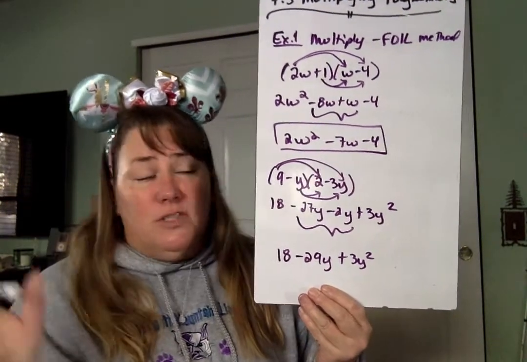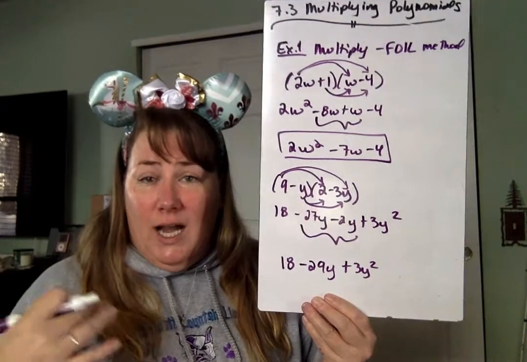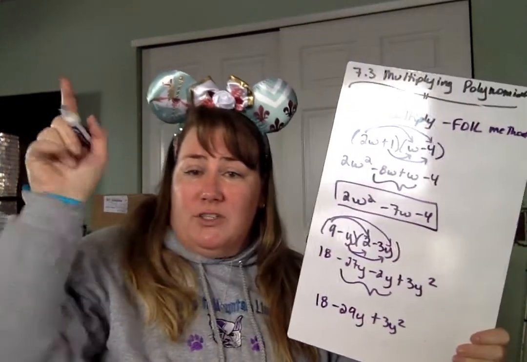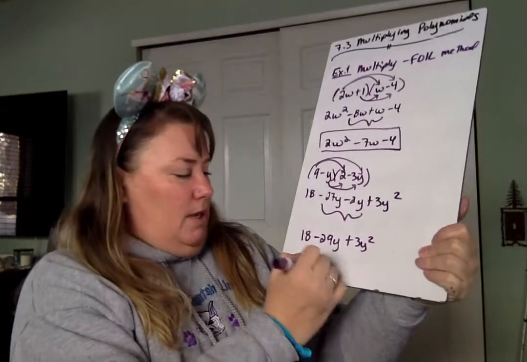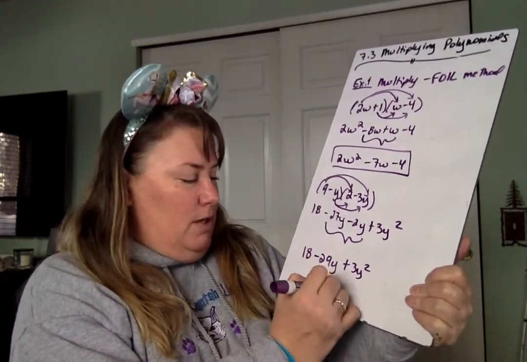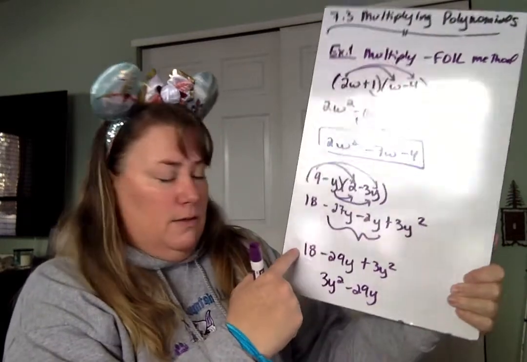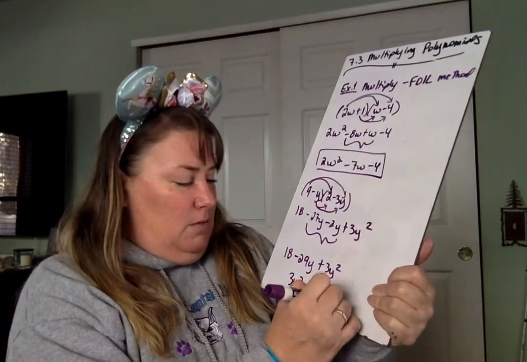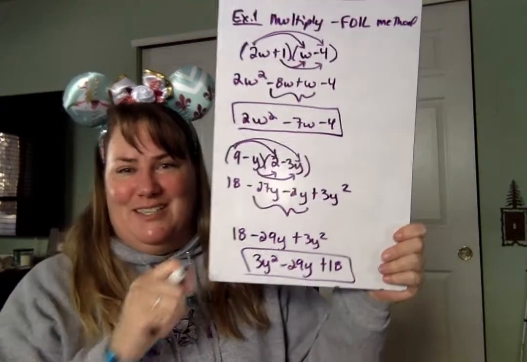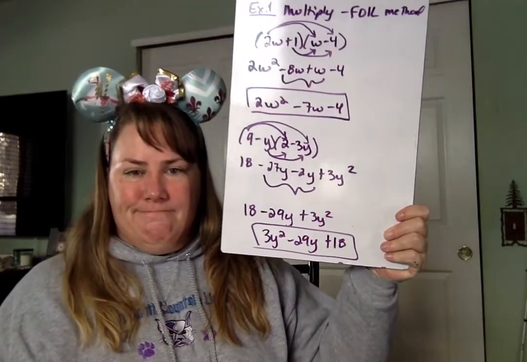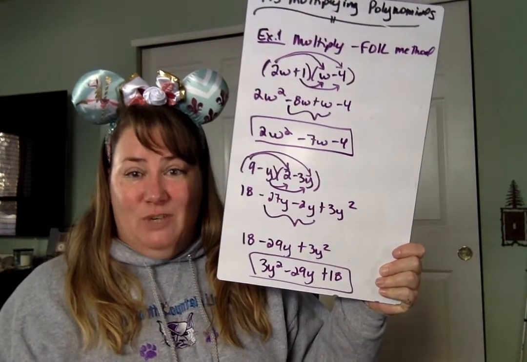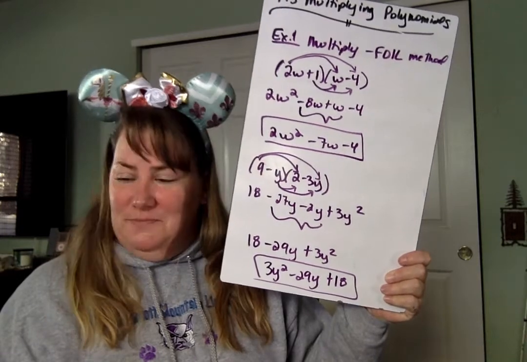Depends on who your teacher is. Some teachers might say this is okay. I don't want you guys to leave it like this. Put it in standard form. So remember, highest term to lowest term based on your exponents. And don't forget to watch your signs to the left. So we have 3y squared minus 29y. Remember, that's positive. Plus 18. There we go. That's much nicer. And there you have FOIL. I like FOIL. But I like the box too.